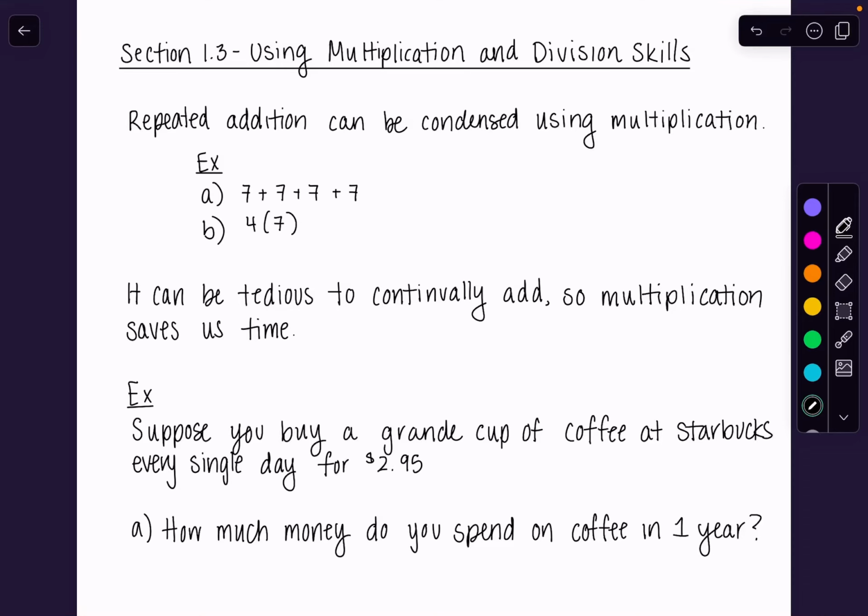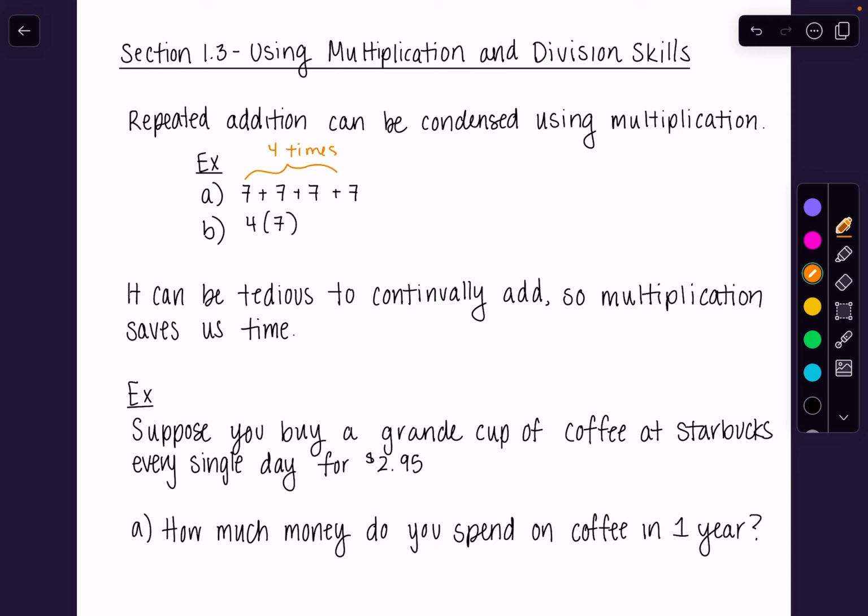Now that we have a handle on using addition and subtraction, we want to do the same thing for our other types of operations. So in this section, we're going to go through our multiplication and division skills. The one thing you have to remember is that when we have repeated addition, we can condense that using multiplication. To give you a quick example, if you did 7 plus 7 plus 7 plus 7, what you're really doing is adding 7 up 4 times.